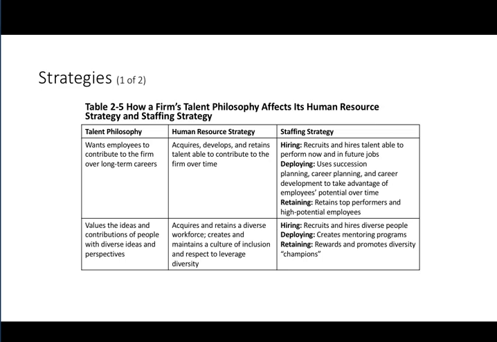How do we hire them? How do we deploy them? And how do we retain them? From a hiring perspective, we recruit and hire talent that performs now and in the future. So we want to keep them up to date on their skill set. Deploying means that we use really good succession planning so people have a really concrete way to grow and advance with the company, and that makes them want to stay over the long haul.